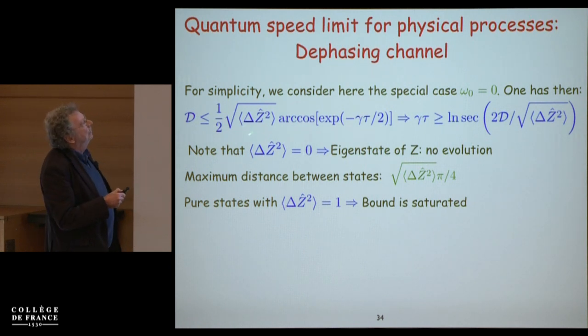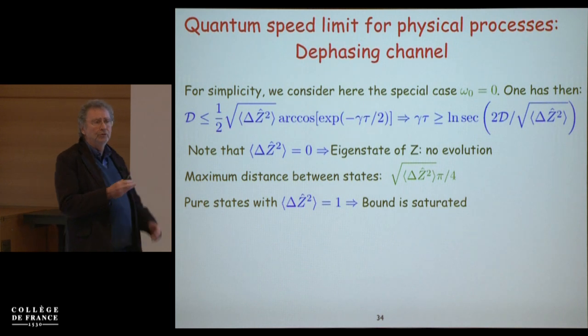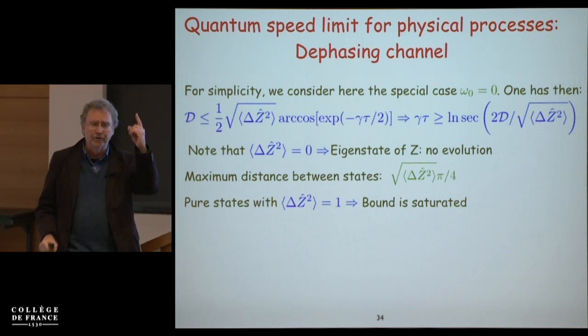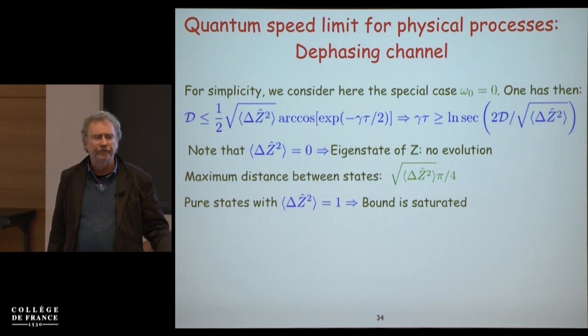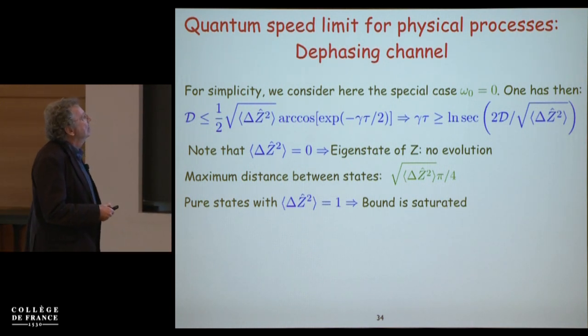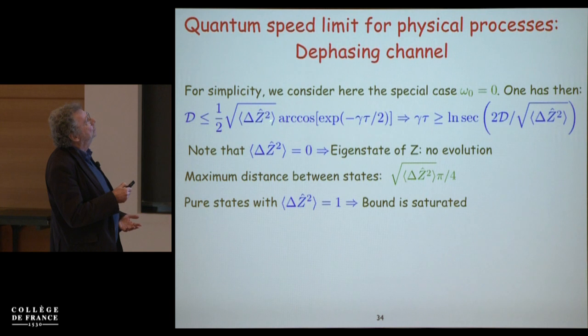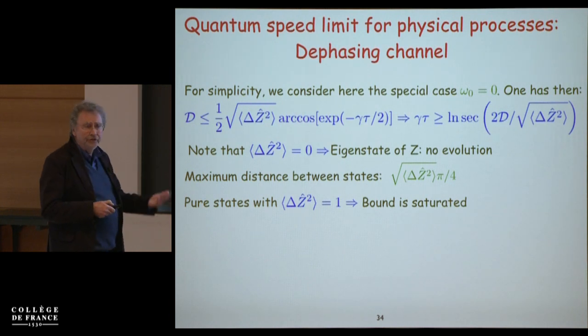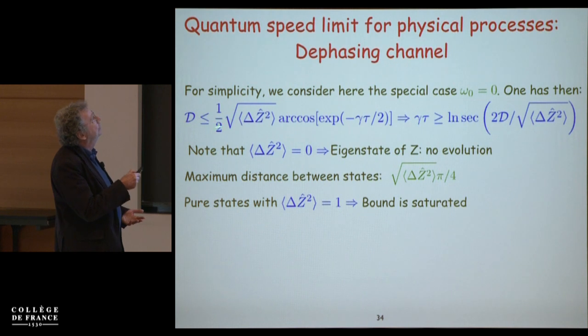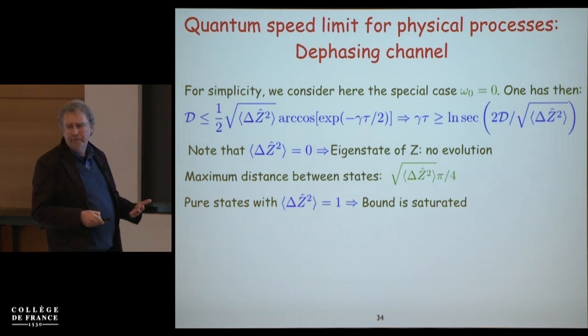Okay? So, first remark, if the variance of sigma z is equal to 0, that means that we have an eigenstate of z. So this is equal to 0, and this should be equal to 0, no evolution. It's clear from the equations I showed you before. If the states are 0 or 1, they do not evolve. On the other hand, if you have the maximum possible value of this variance, which is equal to 1, we can show that this bound is saturated in the same way I showed you before. So this will be equal to 1. You can actually calculate explicitly the distance and show that the distance is given by this expression with an equal sign. Okay, so you saturate the bound.